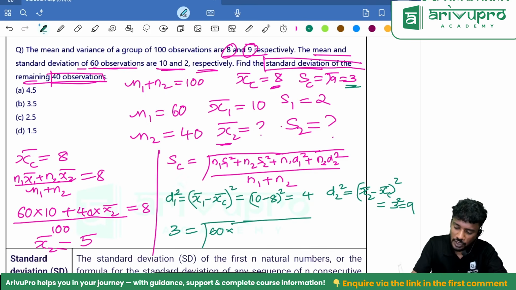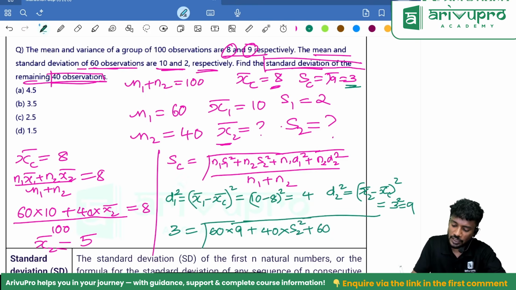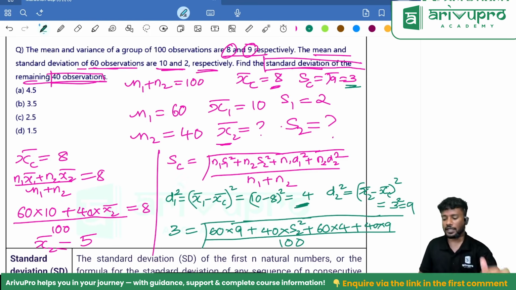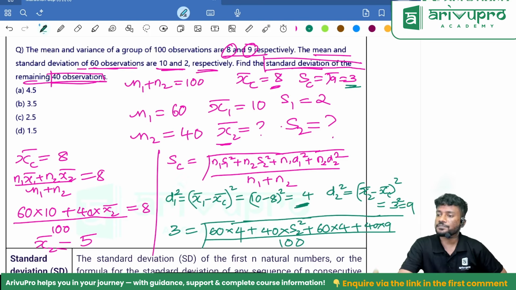S1 is how much? 3. So S1 square is how much? That is 9 plus. N2 is how much now? N2 is 40 into S2 square, we need to find that, plus N1 D1 square. N1 is how much now? 60 into D1 square is how much? 4 plus 40 into 9. The entire thing is divided by 100. Get me the value of S2 square. S1 is 2 square. Yes, 4. Get me the value of that.